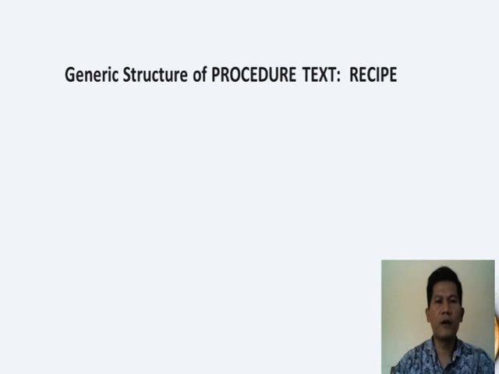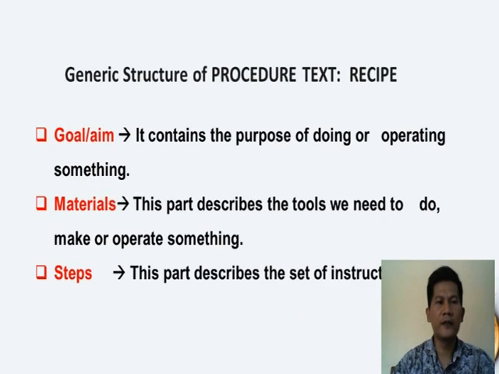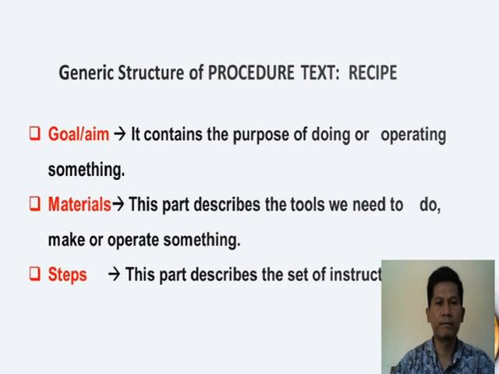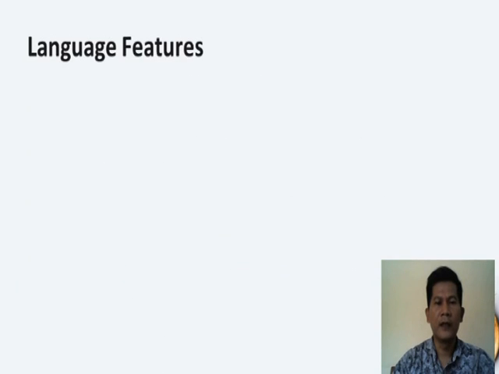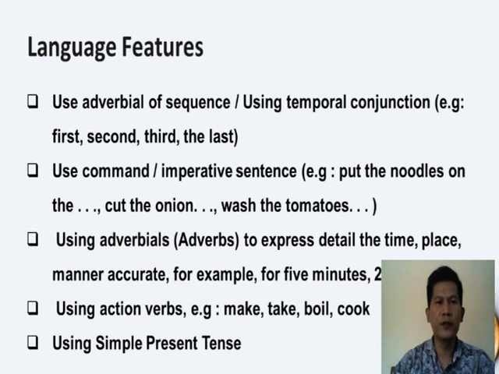The generic structure of procedure text, especially for recipe, are as follows. First is goal, second is material, and the last is step. The language features that are usually used in a procedure text are as follows.